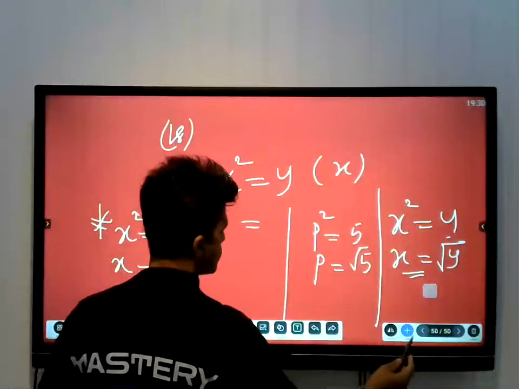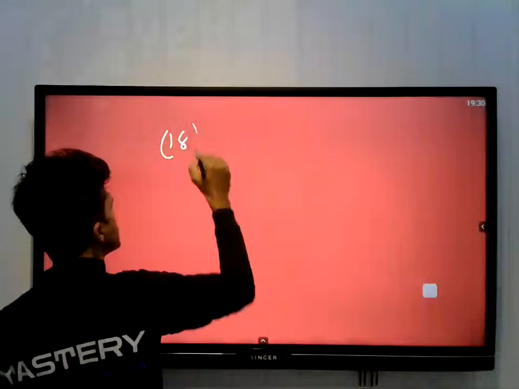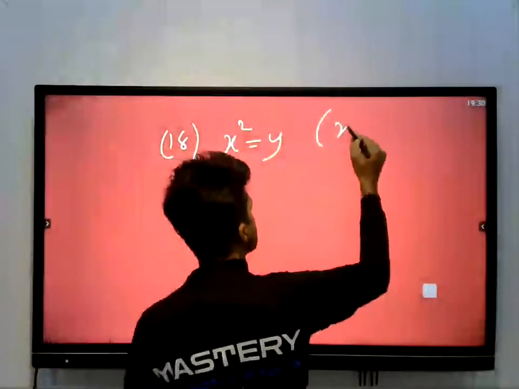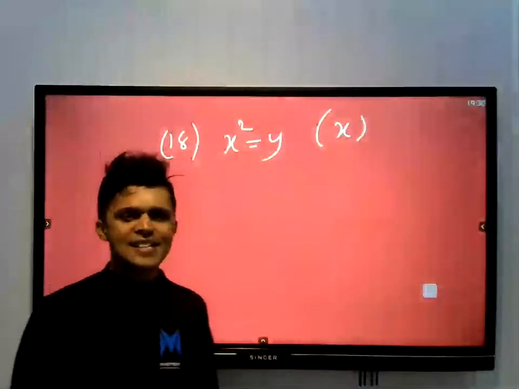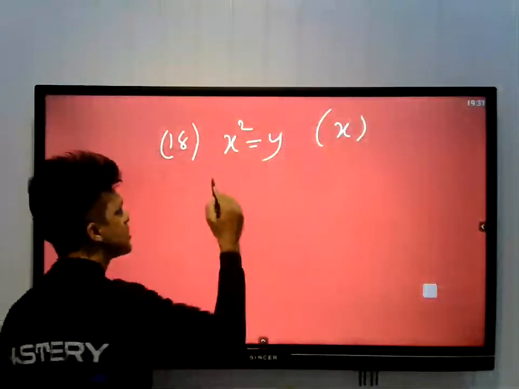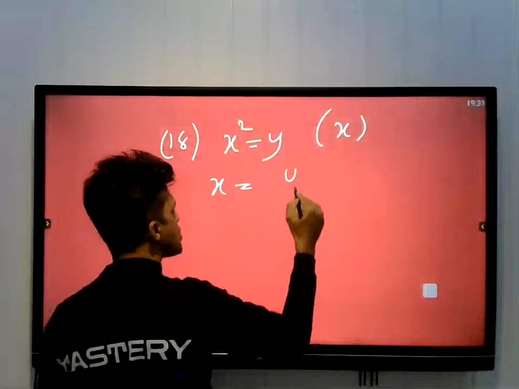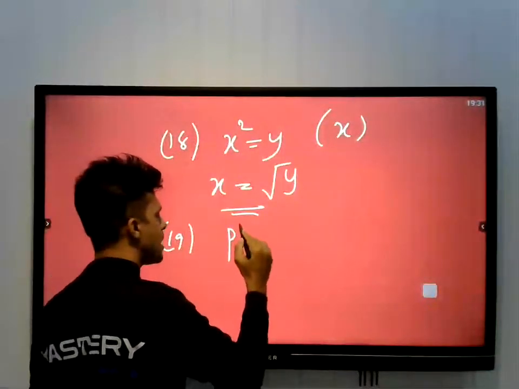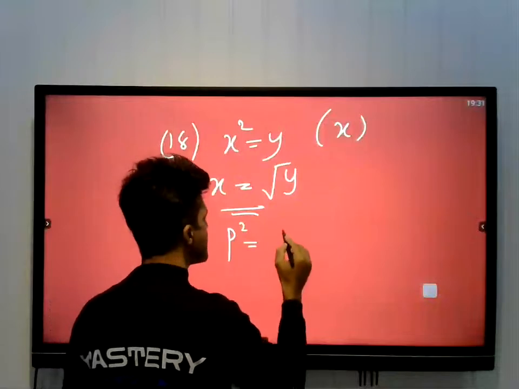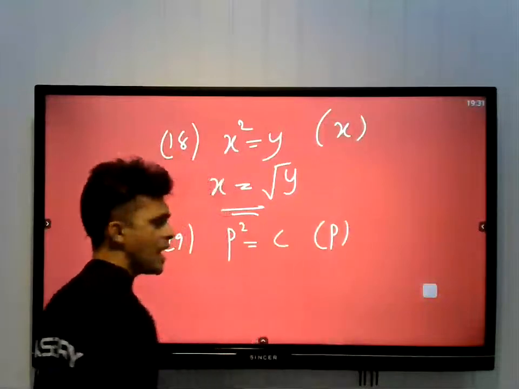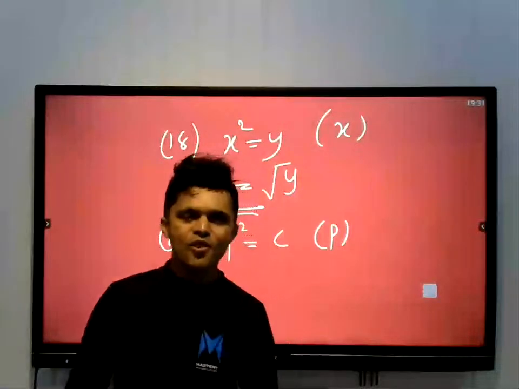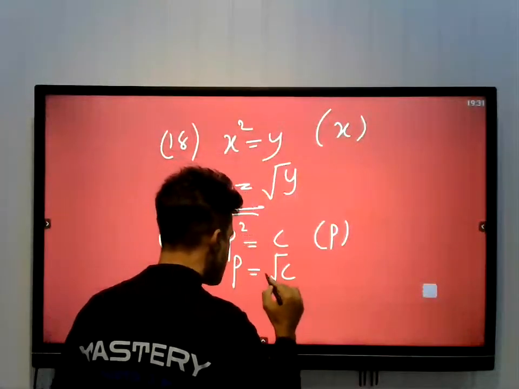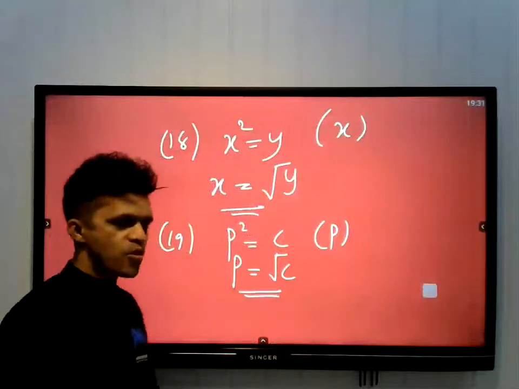So x square equals y. How can you write the term x as the subject? X equals the square root of y. So 19th one, p square equals c. P can be written as the subject of this formula. So p equals the square root of c.